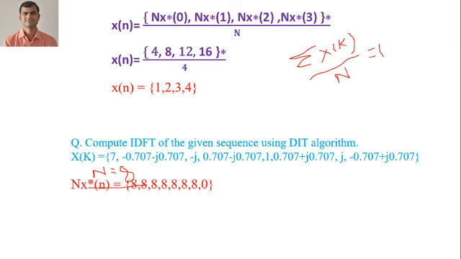So we will get the answer as N x conjugate of n is equal to 8, 8, 8, 8, and the last value is 0. After dividing this equation by capital N and after taking the conjugate, we will get x of n as: the initial 7 samples are 1 and the last sample is 0. So in this way we can solve the inverse DFT of a given sequence using the DIT or DIF FFT algorithm.